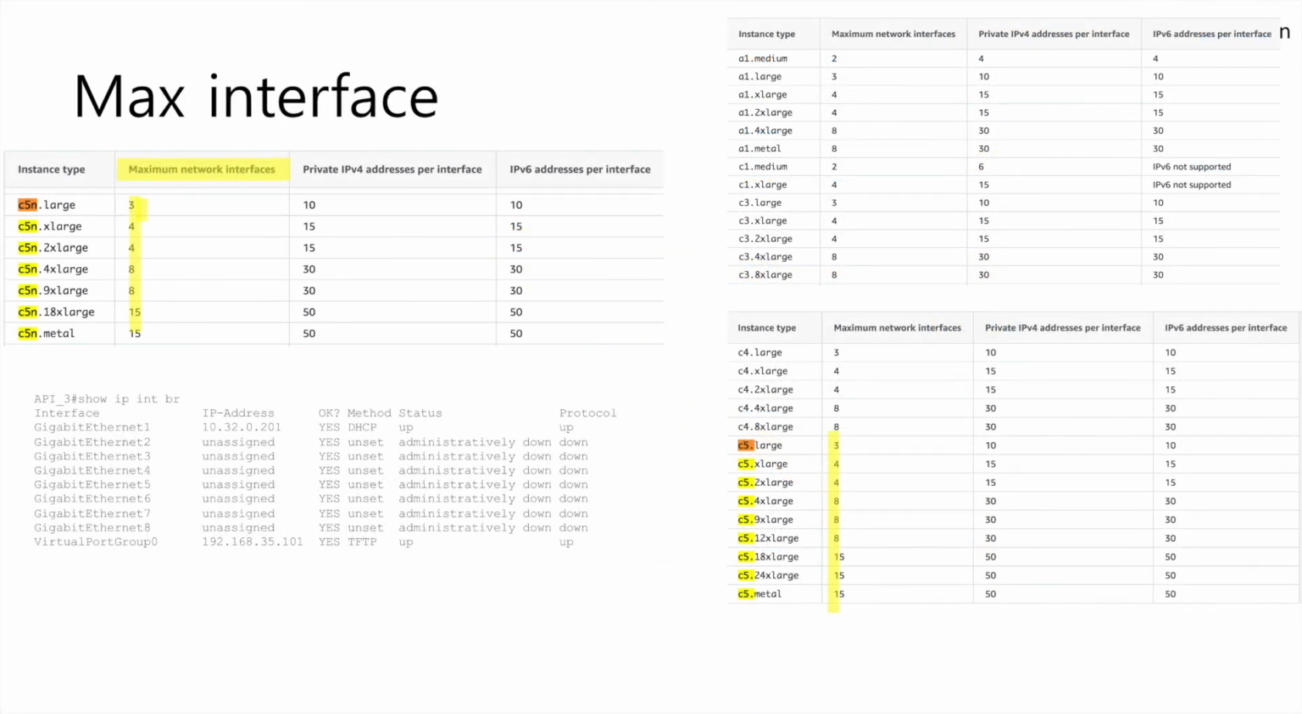And you have to know about the limitation. Actually, CSR1000v has no limitation on the network interfaces, but AWS instances have a limitation on the interfaces themselves. So if you want to have more interfaces, you have to choose a bigger instance type.